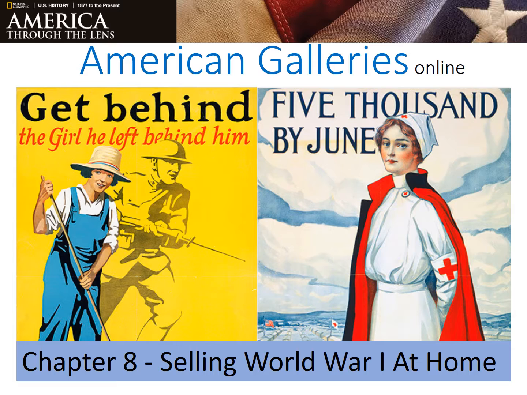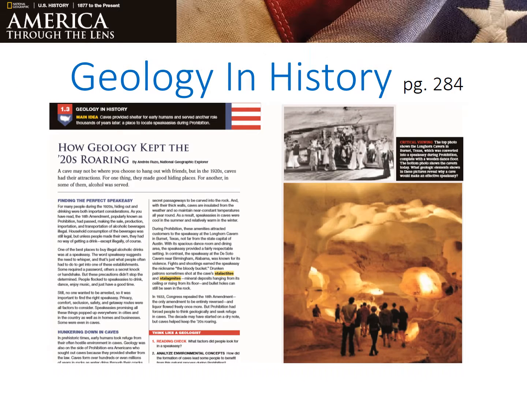American Galleries, found online, features images and photographs relevant to the time periods represented in the chapters. This is an integrated text. You will see geography and history, literacy connections, and this feature, geology and history. This lesson demonstrates how caves provided shelter for early humans, but became a location for speakeasies during Prohibition thousands of years later.